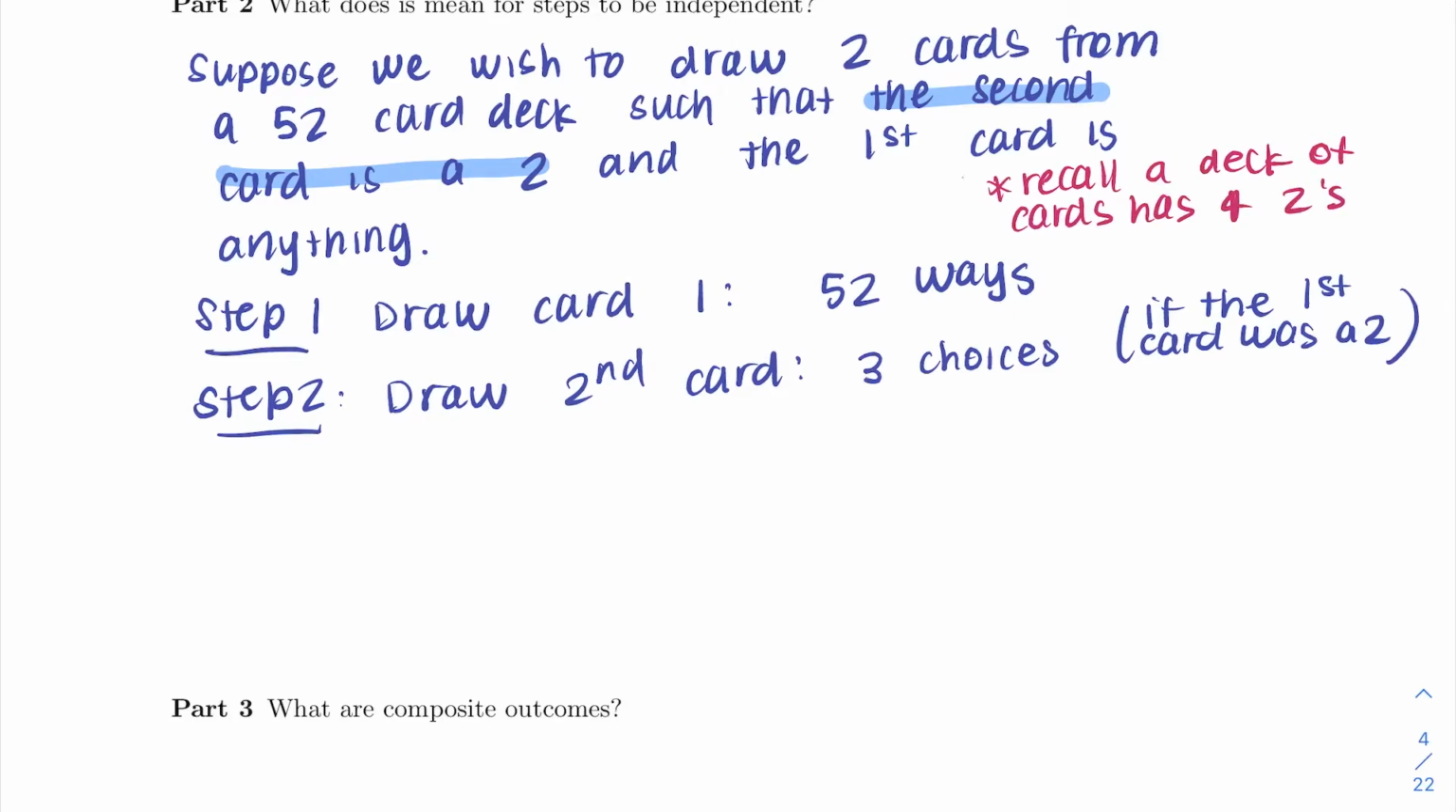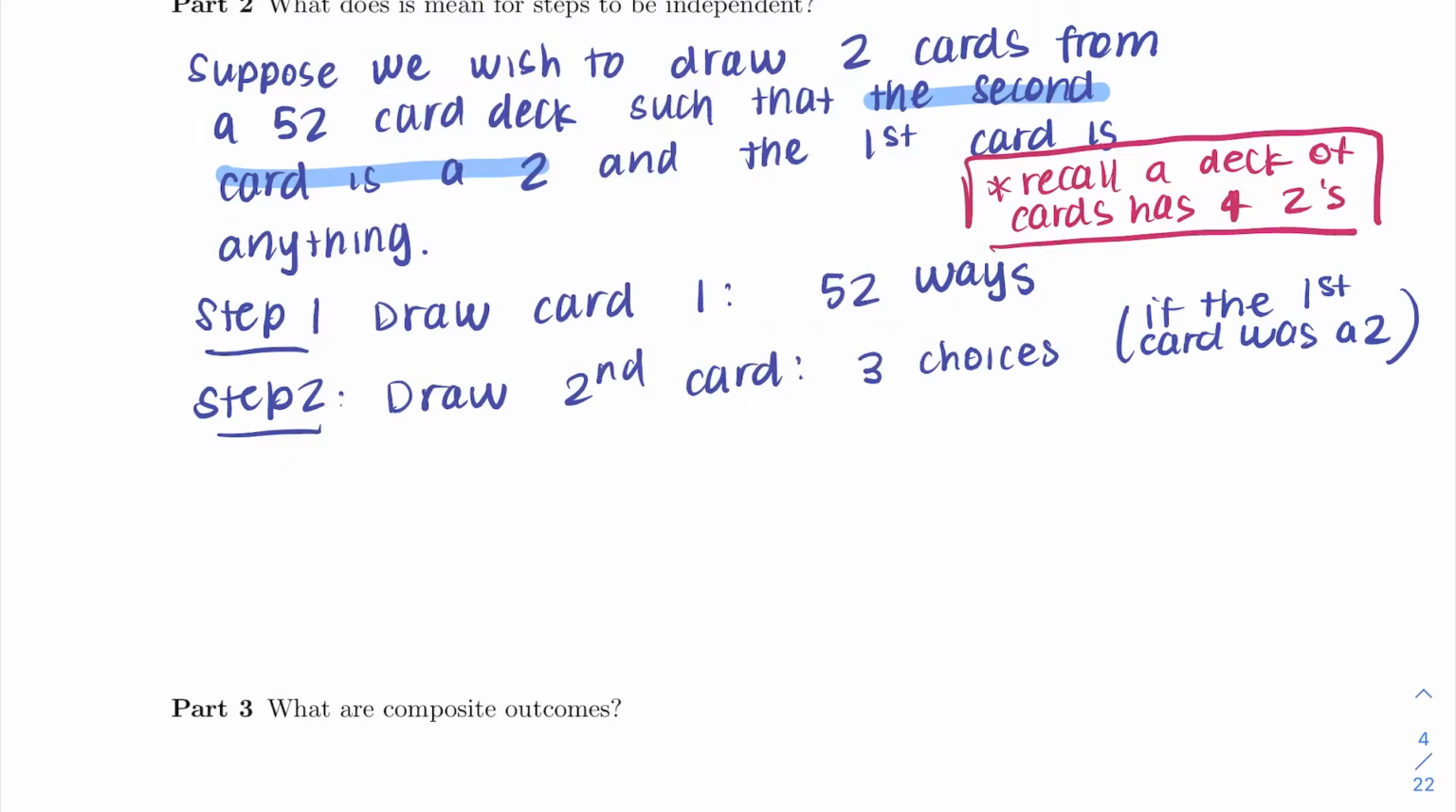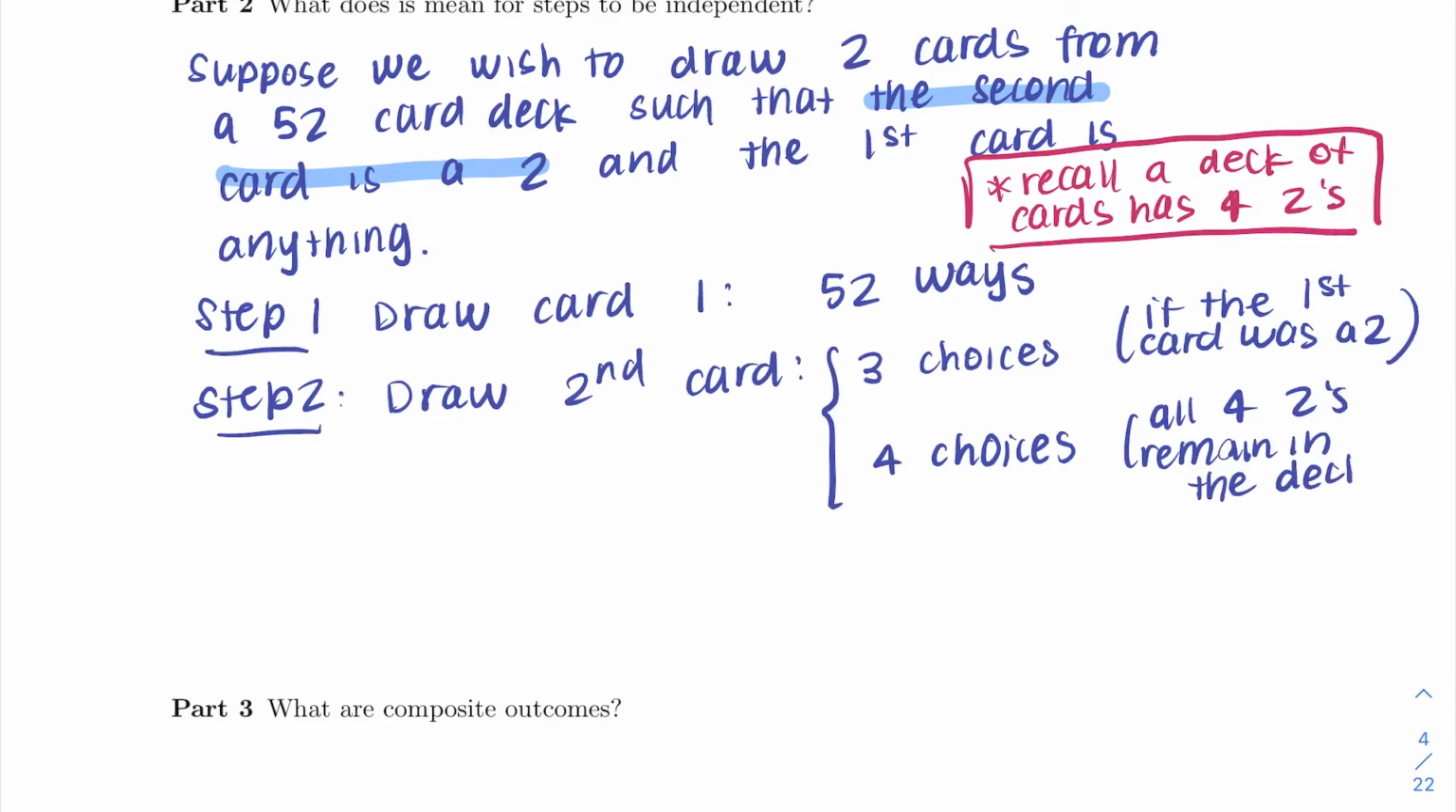So if I drew one in the first step, there's only 3 remaining in the deck. So how many choices do I have? 3. But suppose I didn't draw a 2 in the first step, then I have 4 choices. All 4 2s remain in the deck. Well, in order to be independent, I could only have one answer for step 2.